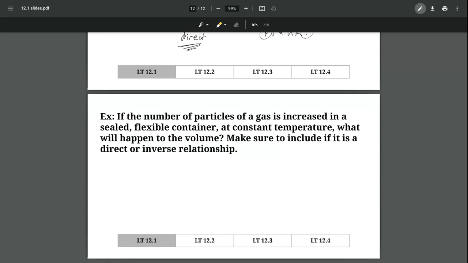If the number of particles of a gas is increased in a sealed, flexible container, flexible this time because the volume is going to change, what will happen to the volume? So more particles is going to make them collide more. And so they're going to try and expand the amount of space that they're filling up because they're colliding a bunch. And so they're trying to get away from each other. And so that means that the volume is going to go up, which is a direct relationship.